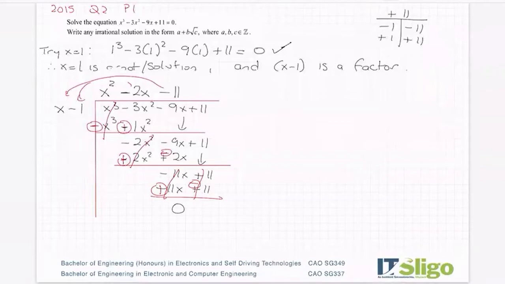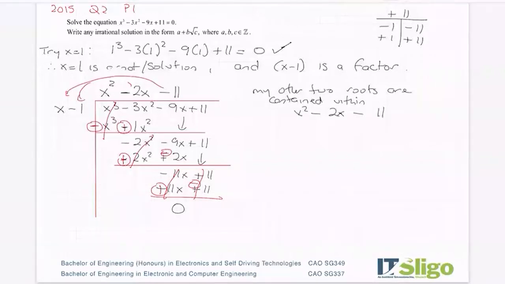so my other two roots are contained within x squared minus 2x minus 11. Okay, so at this stage, you are looking at 11 and you're thinking about the factors of 11 because it is a prime number, so it's only two factors, 11 and 1, and you can see neither of them is going to give you minus 2. So I'm thinking factorising isn't going to work.